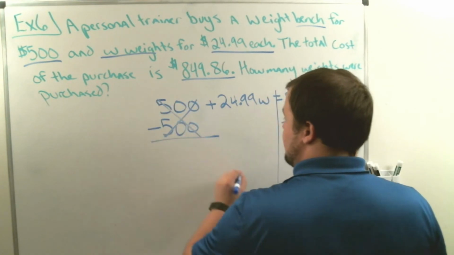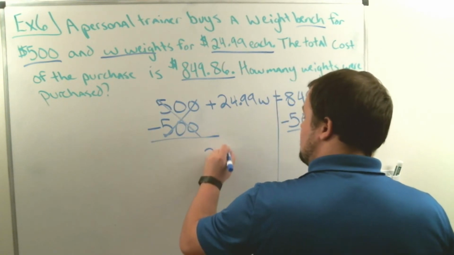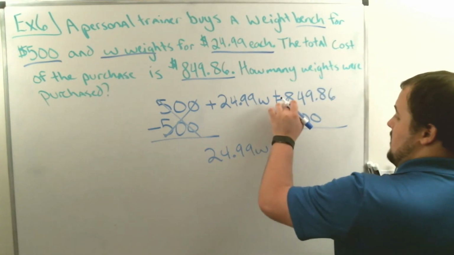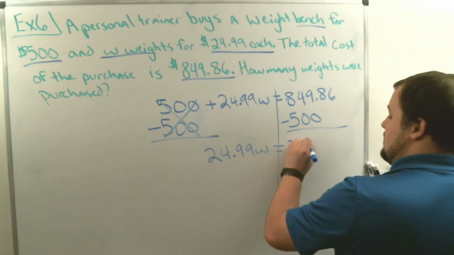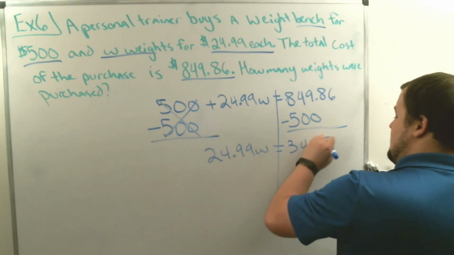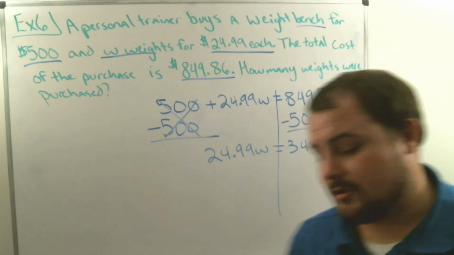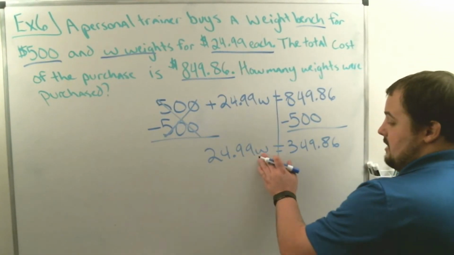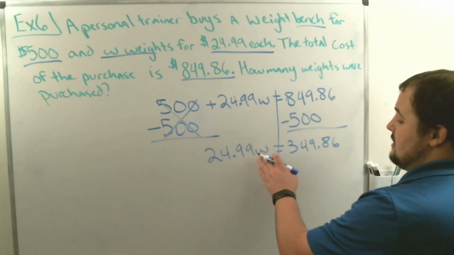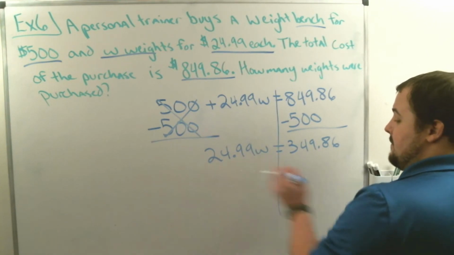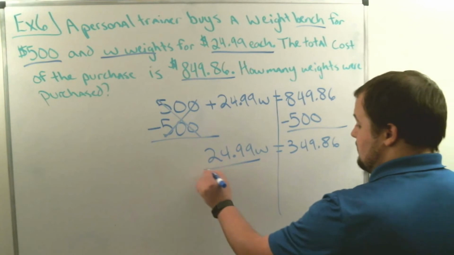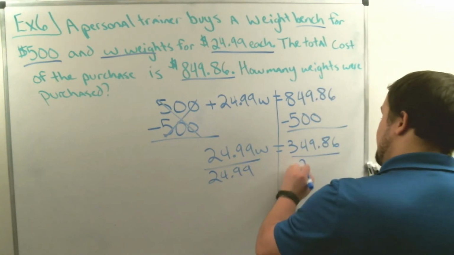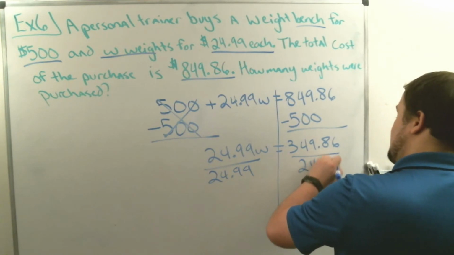500 minus 500 cancels out, and we still have $24.99 for each weight is equal to 800 minus 500. That's $349.86. Alright, so I'm going to grab my calculator because this is not something that I'll probably do in my head. I know that I want to get W by itself. And if I want to get W by itself, I'm going to have to divide by the number that's with W. So I'm going to divide by $24.99 on one side, divide by $24.99 on the other side.